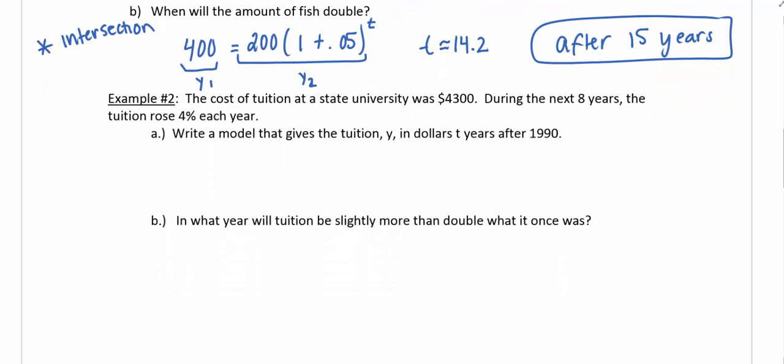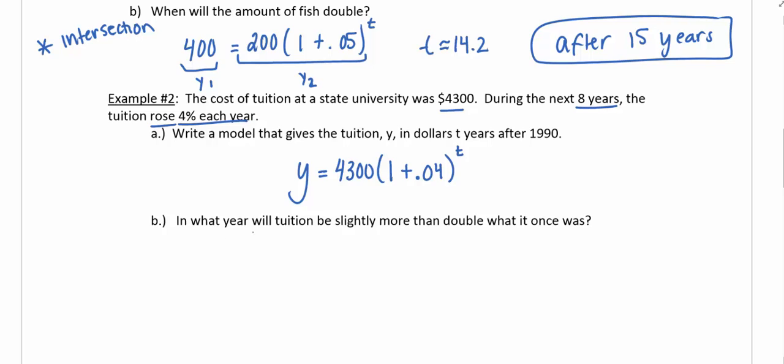Alrighty, example 2 is very similar, and this is about tuition. The cost of tuition at a state university was $4,300. During the next 8 years, the tuition rose 4%, and rose would mean increased 4% each year. So let's write a model that gives tuition, y in dollars, t years after 1990. So the tuition started at $4,300, and then I've got 1 plus because it's rising, and the rate is 0.04, to the t power. So that's the model we can use to make predictions.